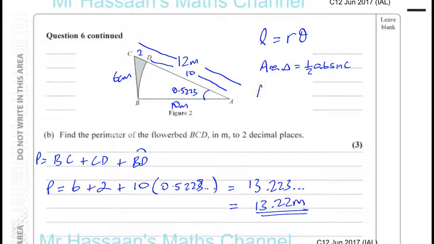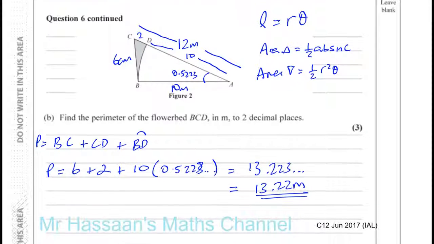Okay, and the area of a sector, which looks like a pizza slice, is equal to a half times the radius squared times theta, which is the angle subtended by the sector in radians. Okay, so those are the 2 formulas that we're going to use in order to solve this question. So I'll find the area of the triangle first, and then the area of the sector, and then I'll subtract them, and that should give us the answer that we require.